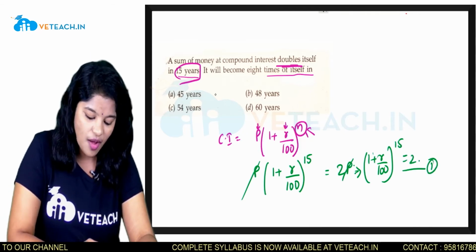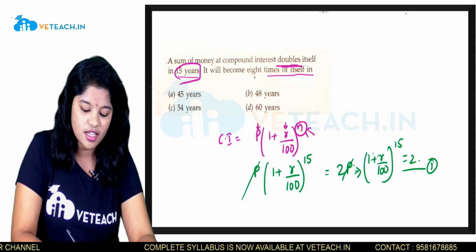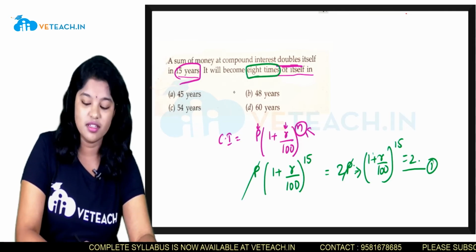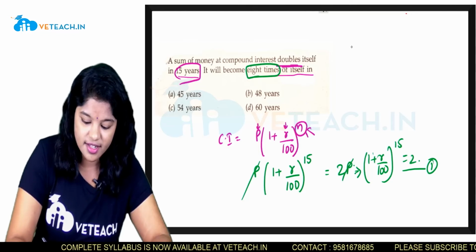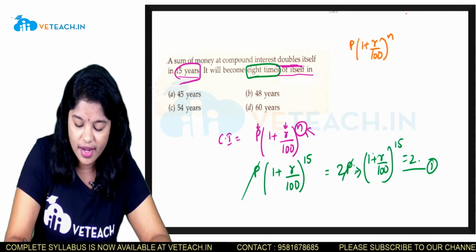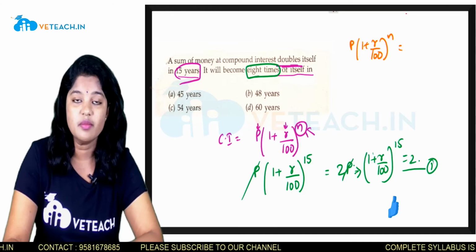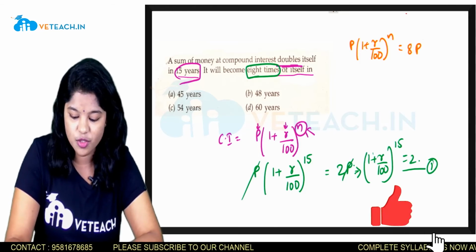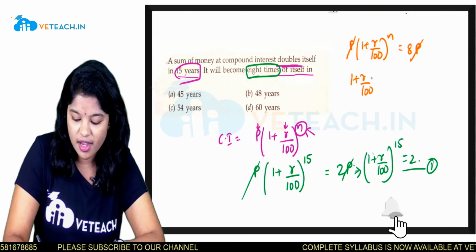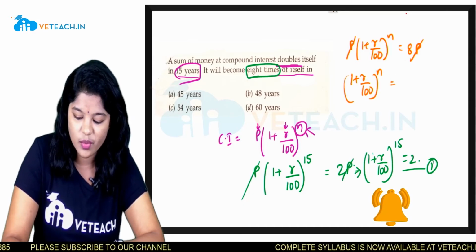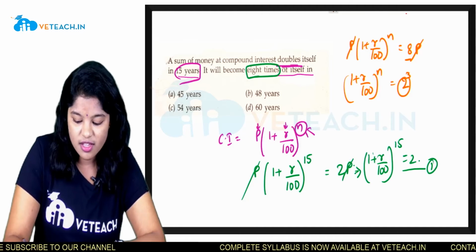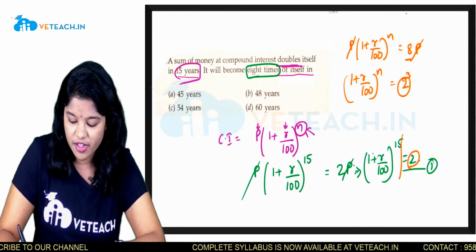They asked us to find out in how many years the principal amount will become 8 times. So now I am considering the same P into 1 plus R by 100 whole power n. It should become 8 times of the principal amount. So 8 into P, P gets cancelled. 1 plus R by 100 whole power n is equal to 8. We can write 8 as 2 cube. But what is the value of 2? Instead of 2, what can we rewrite it?